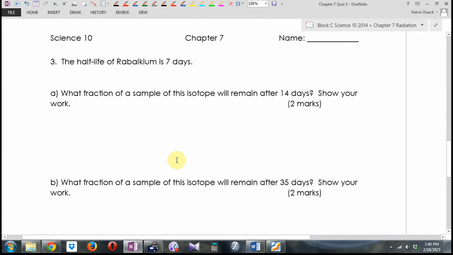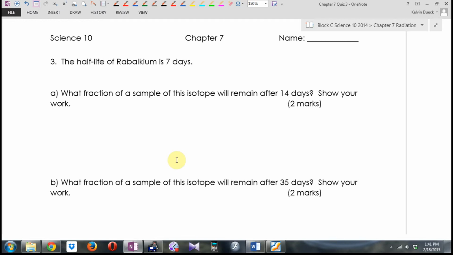The half-life of Rabalkium is 7 days. Pretty close to his dating life. No, never mind. I took that back. Here we go. Oh, that was a good glare there. You know what? We could actually make these dating questions, because that's sort of a half. Anyways, you could sort of treat dating as decay. For some people, trust me, I've seen some people.